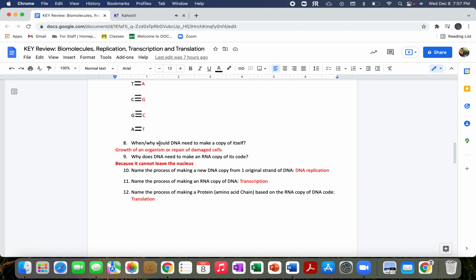DNA makes a copy of itself when it's growing. The organism is growing and needs to make more cells, or there are damaged cells. Cut yourself, you need to heal. It's going to make copies of the DNA and make new cells.